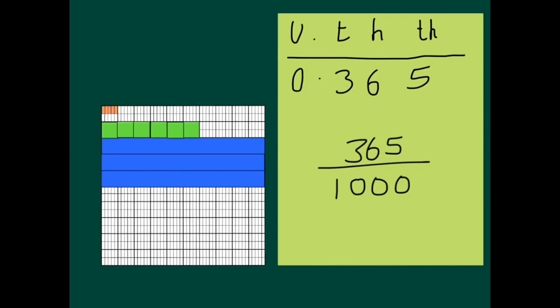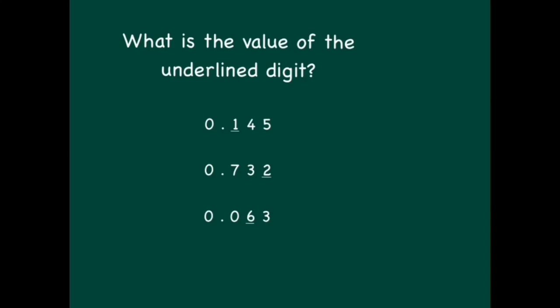Now let's see if we can solve some problems that your teacher might give you involving these kinds of numbers. What is the value of the underlined digit? Well, let's have a look here. 0.145, 0.732 and 0.063. Pause the video if you need more time.